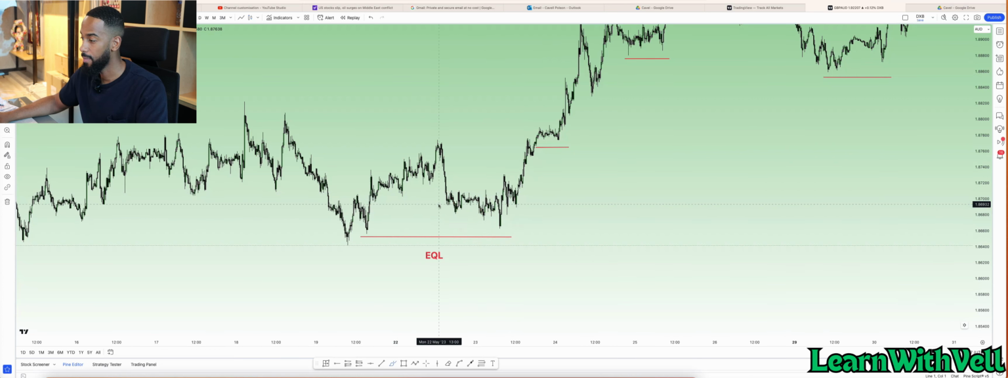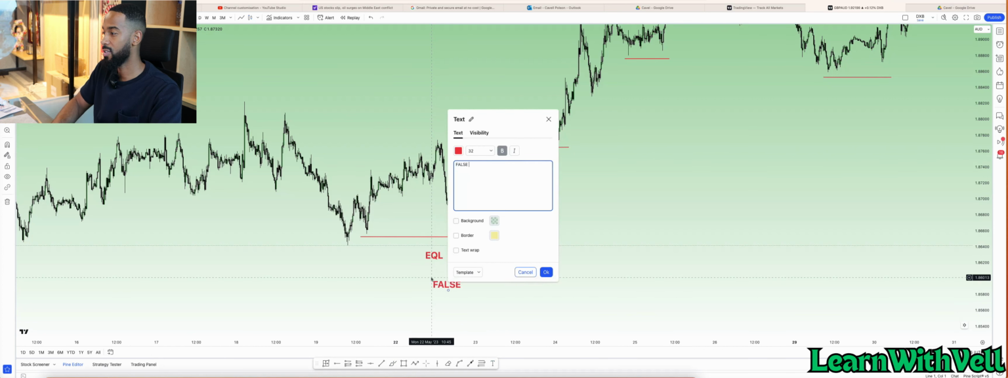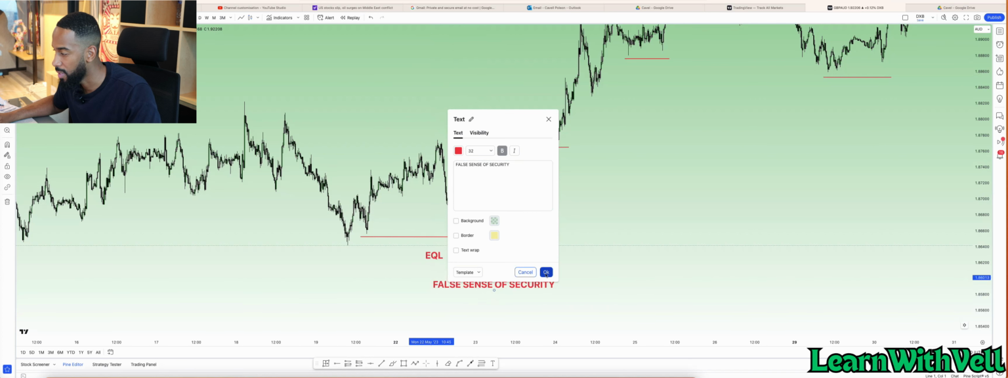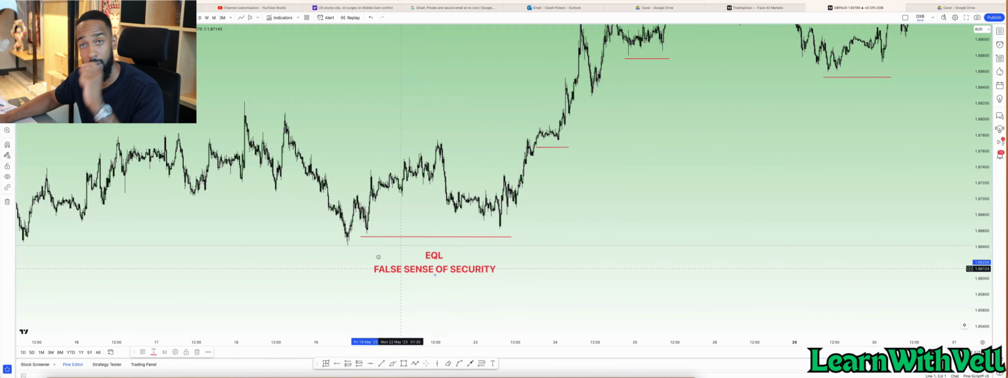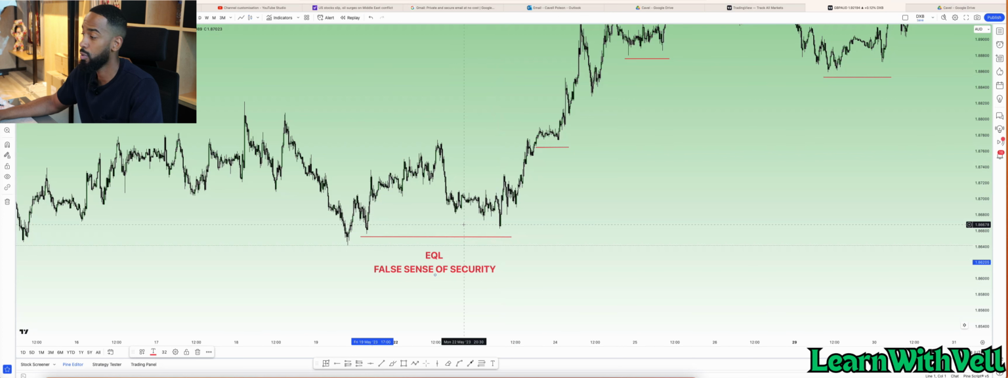Now, the reason why, what I like to say, is this is what you call a false sense of security. An equal low is a false sense of security because what retail traders believe is when price comes down to this level again, price will bounce up. Now, in some cases, you might be right. You might get beginner's luck. Price might bounce off of this level 1, 2, 3, heck, maybe even 4 or 5 times.